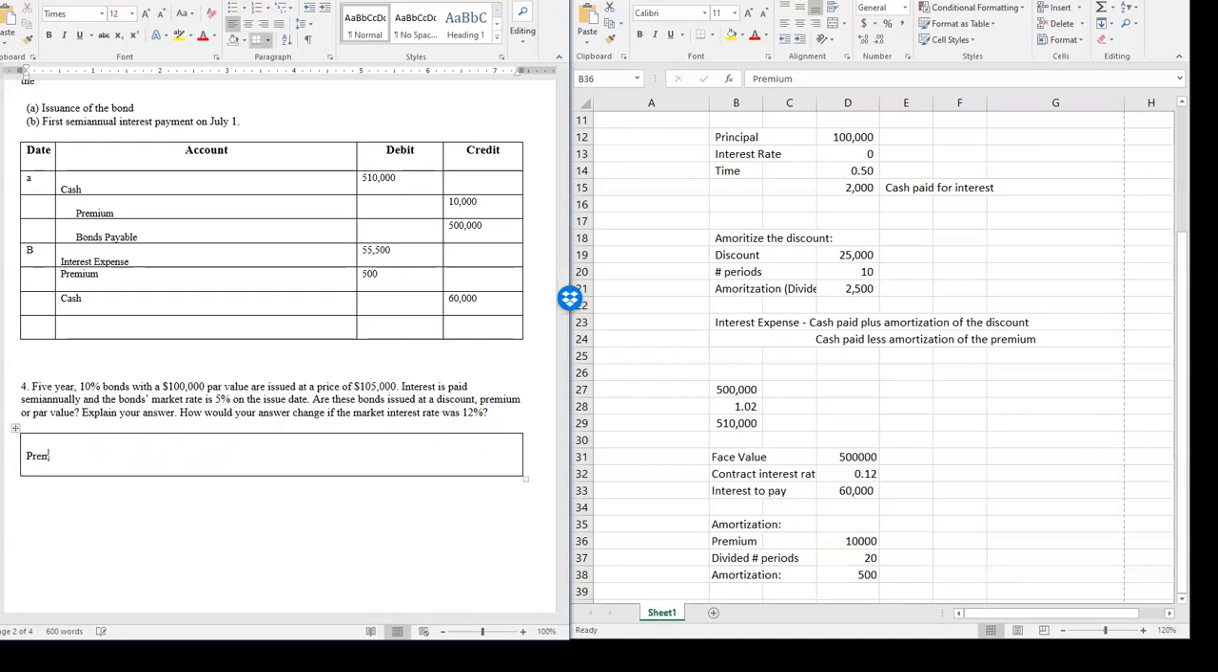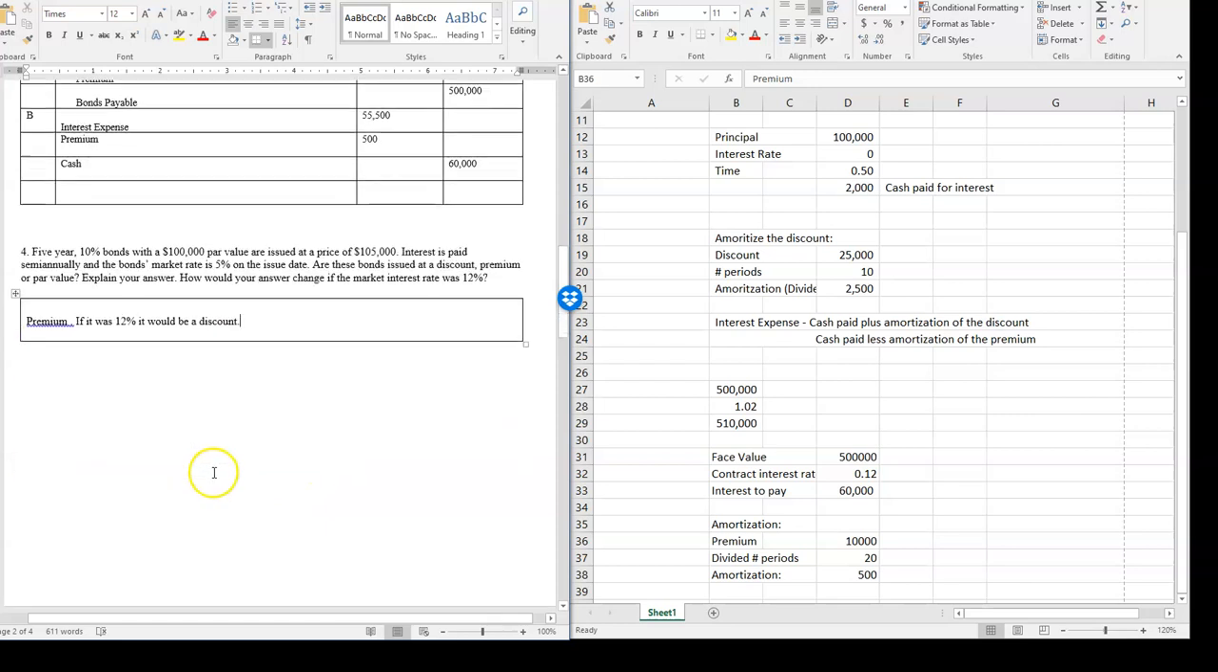All right, so it's issued at a premium, and the reason that you can tell is because you got more money than what you have to pay back, plus it was a 10% bond, and the market rate is just 5%. So contract rate is greater than market rate equals a premium. The other thing that we can do is if market rate changed to 12%, well then contract rate would be less than market rate, and that would be a discount. All right, and I would expect you to write out everything that I just said for more explanation here, but these are the short answers here.